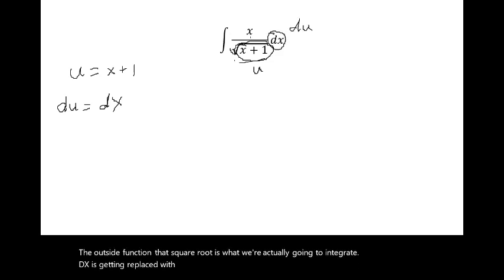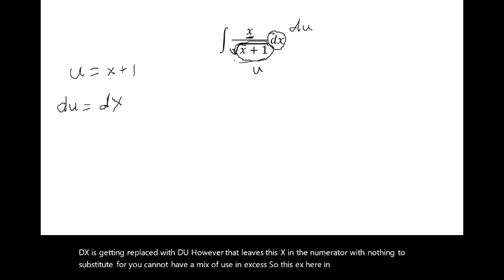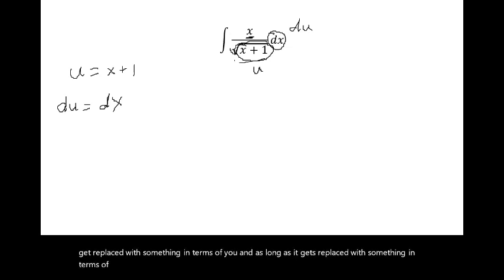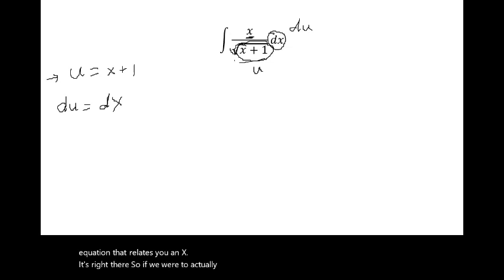However, that leaves this x in the numerator with nothing to substitute for. You cannot have a mix of u's and x's. So this x here in the numerator needs to get replaced with something in terms of u. And as long as it gets replaced with something in terms of u, you can substitute. So take a look on this page here. Is there anything, any sort of equation that relates u and x? It's right there. So if we were to actually solve this for x, if we were to subtract 1 from both sides, we would get x is equal to u minus 1.